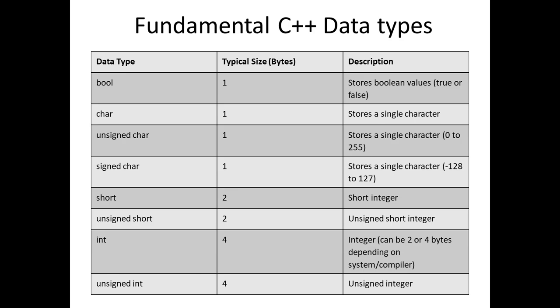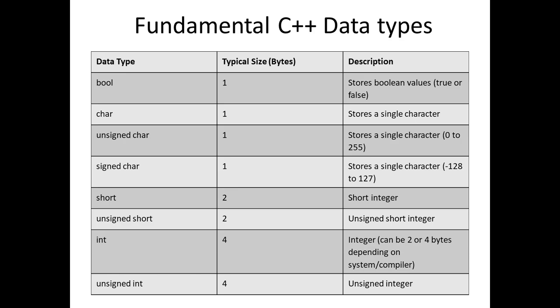Then unsigned short. When we talk about signed and unsigned, what a signed data type means is that it can hold both negative and positive values. But when you have unsigned, it means it cannot hold negative values. It can only start from 0 upward. So if you want to store a value and you don't want to handle negative values, the right data type to use is the unsigned data type. So we have unsigned short. It's also 2 bytes. It holds unsigned short integers.